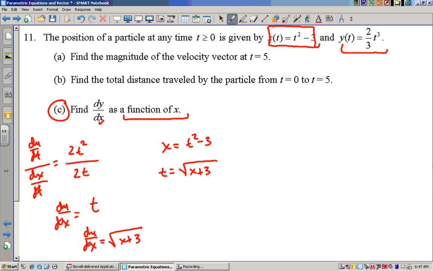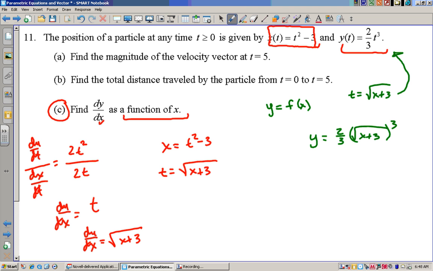The other way of doing this problem is that we actually find a function that looks like this: y equals some function in terms of x. Well, the way we do that again is what we did about 3 or 4 days ago, which is we're going to solve for t. So you know that t is the square root of x plus 3. Plug that into this function. So we get y equals 2/3 of the square root of x plus 3 to the third. Notice now we have a y function in terms of x. I'm just going to rewrite it here. x plus 3 to the 3/2.